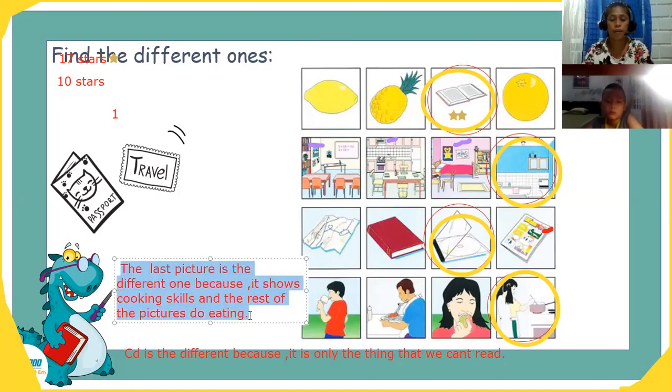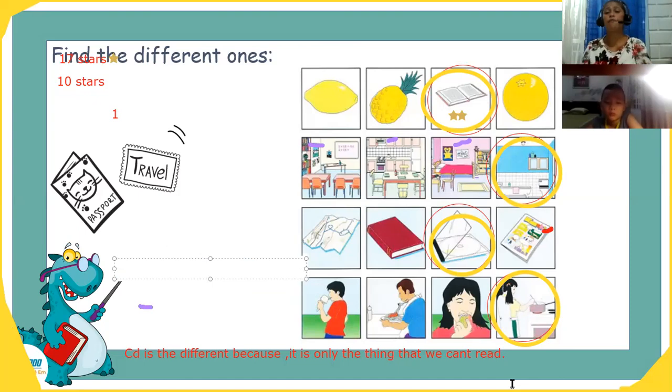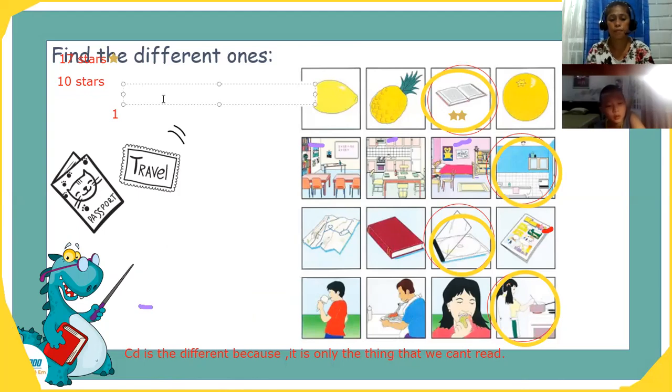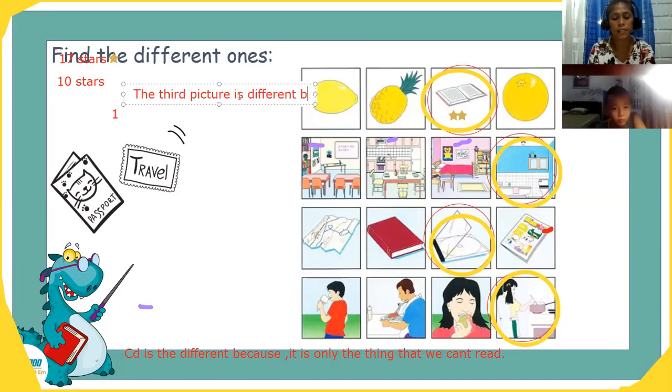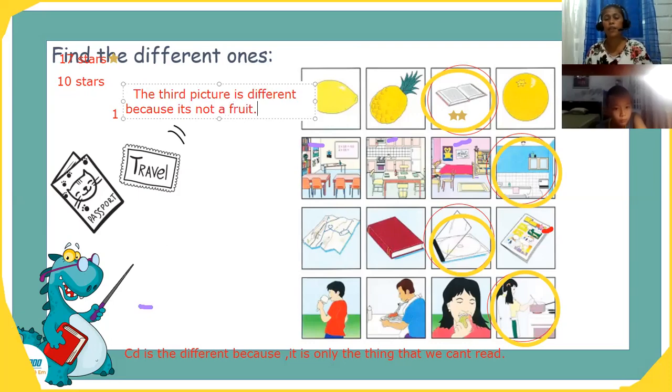Okay, again. Teacher will summarize the first, second, and third pictures. Let us see how good you are in speaking. The first picture, what can you see? Or what can you say about that? First picture. The boy is eating. No, no. In the first picture, the book. The book is different. The third picture is different because it's not a fruit. Okay, can you read that one, Keo?